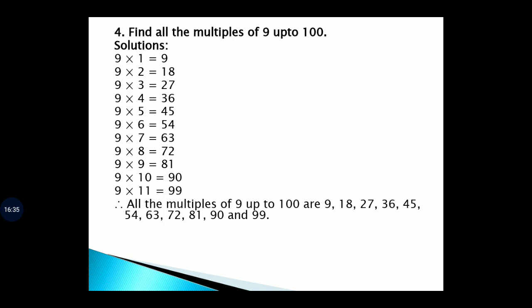Next one, fourth bit. Find all the multiples of 9 up to 100. That means you should multiply 9 with all the natural numbers so that you can get the result up to 100. 9 into 1 is equal to 9. 9 into 2 is equal to 18. 9 into 3 is equal to 27. 9 into 4 is equal to 36. 9 into 5 is equal to 45. 9 into 6 is equal to 54.